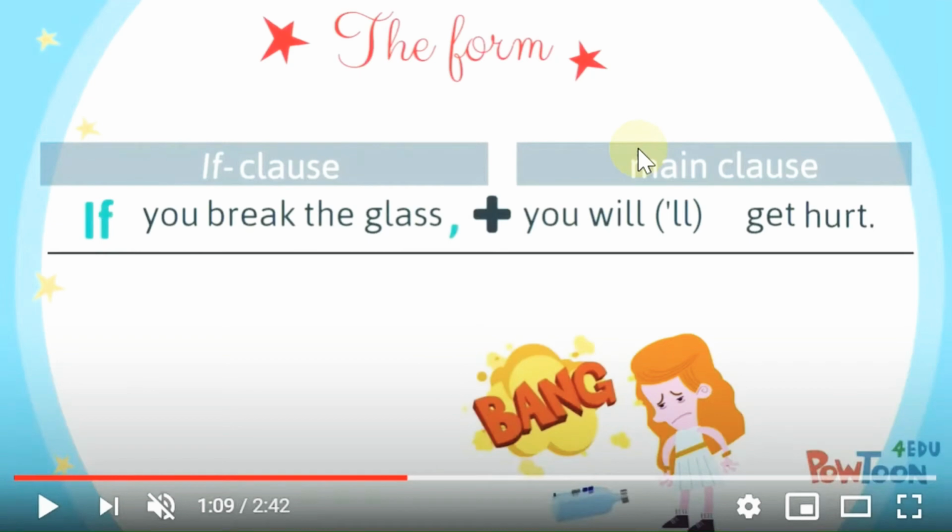Here is an example. If you break the glass, notice that we added a comma, you will or you'll get hurt. So if you break the glass, break is verb 1 or simple present, you'll get hurt. So we use the future tense, will plus verb 1 or verb infinitive.